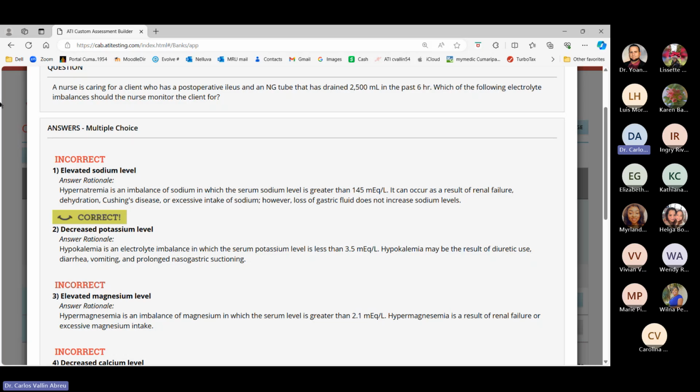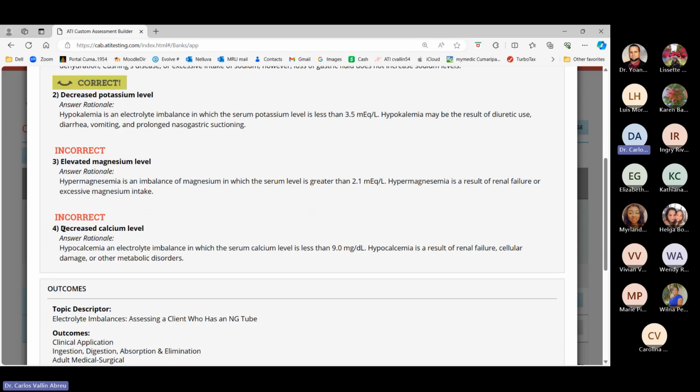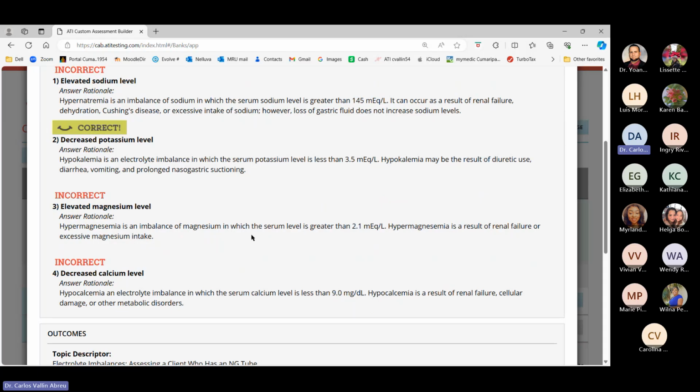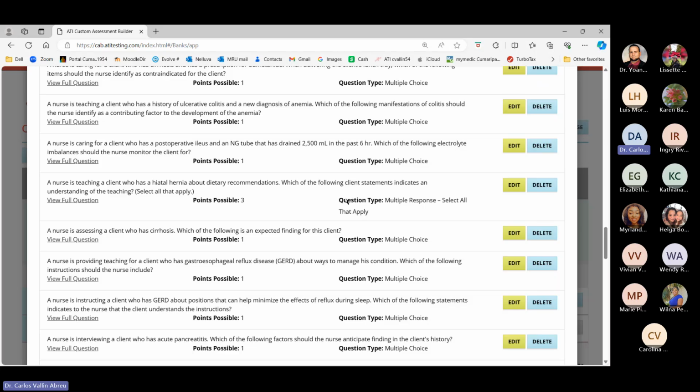So what do we do? Elevated sodium, no. Decreased potassium, yes. Elevated magnesium, no. Decreased calcium, no. Low chloride, low hydrogen, and then alkalosis, and low potassium. Because that is the composition of the gastric juice, apart from water.